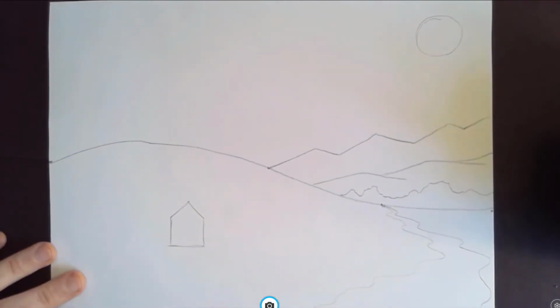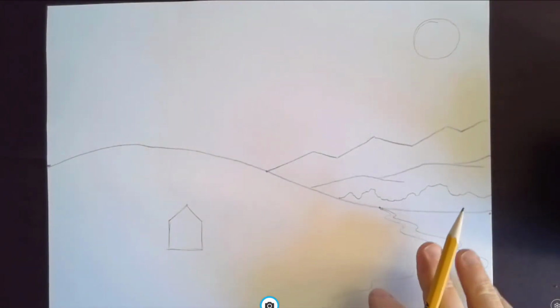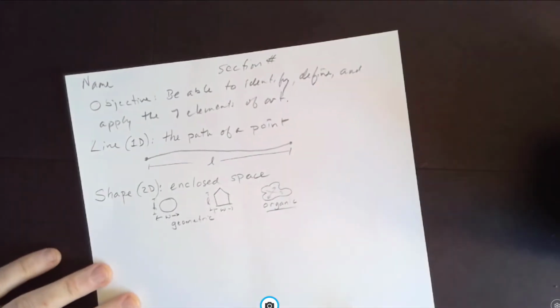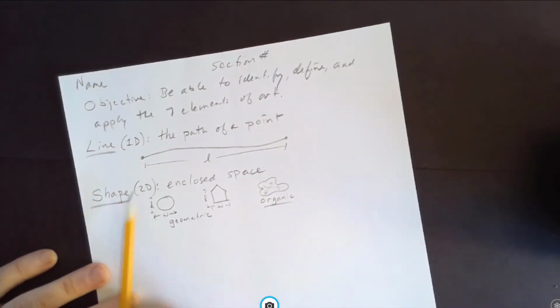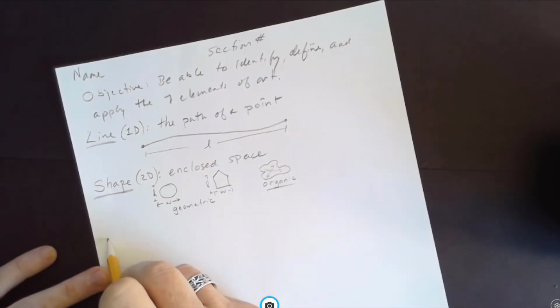So we have line and shape. Now the next element of art that we're going to work with is form, because we're going to want to make this look a little more three-dimensional. So let's flip the paper over, and go back to our definition. So we had line and shape. So line was one-dimensional. Shape is two-dimensional. Form is the third element of art.